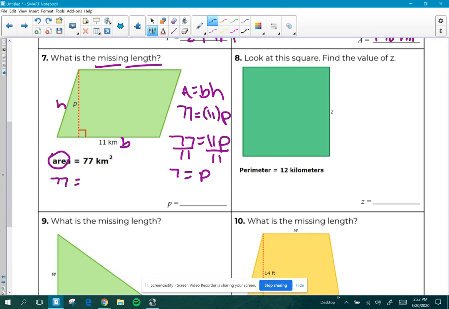When I do that, I get P equals 7. So it would be 7 kilometers. So again, you're just working backwards here.